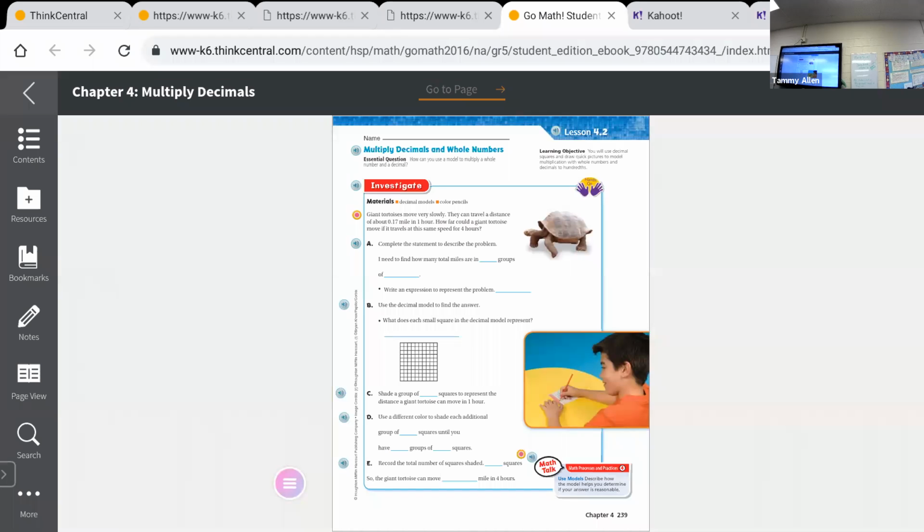Okay? So, giant tortoises move very slowly. They can travel a distance of about 1/700 of a mile in 1 hour. How far could a giant tortoise move if it travels the same speed for 4 hours? I want you to have out 2 different colors of marking utensils. They can be 2 different colors of pencils, or a pencil and a pen. I don't care how it is, just so you have 2 different colors.